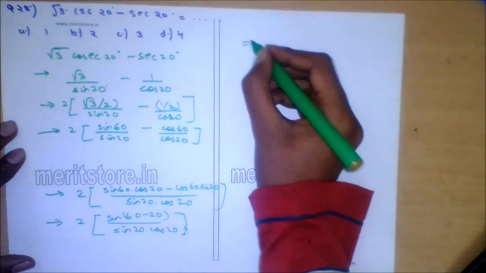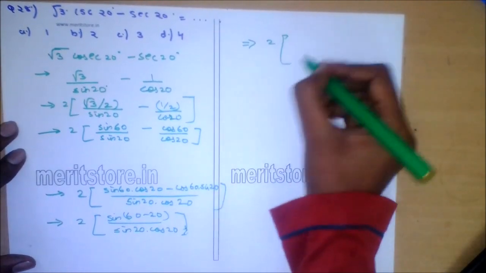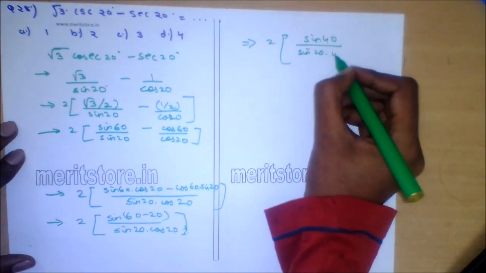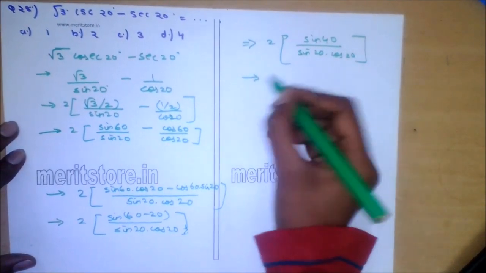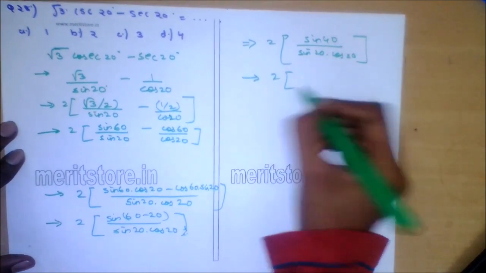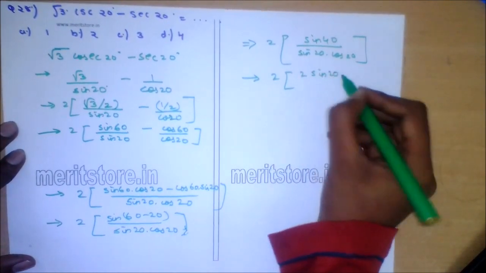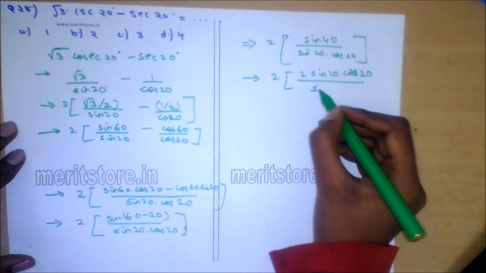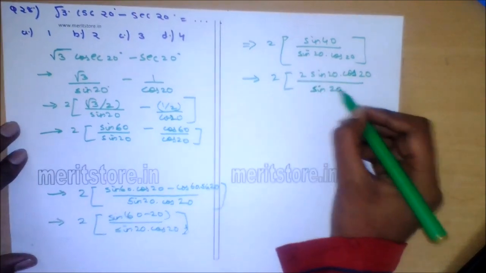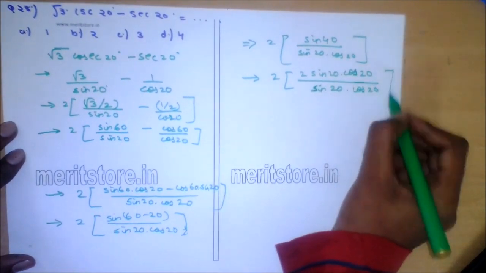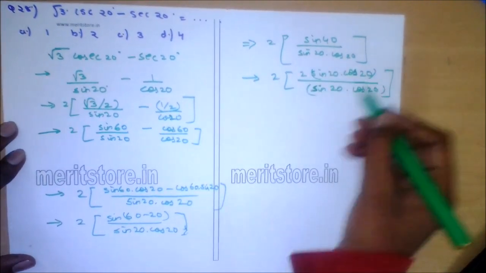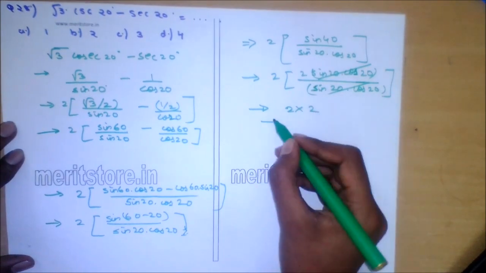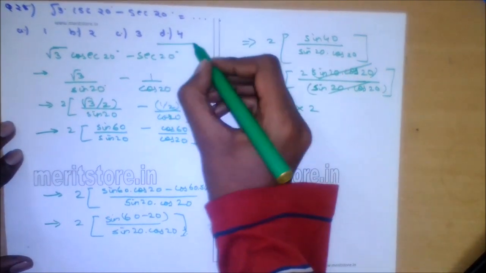Now sin of 60 minus 20 is sin 40 divided by sin 20 cos 20. Now we can write sin 40 like this, 2 sin 20 cos 20, in terms of half angles. So these two terms are same, so they get cancelled out, and what is left is 2 into 2, which is 4. So D is the answer.